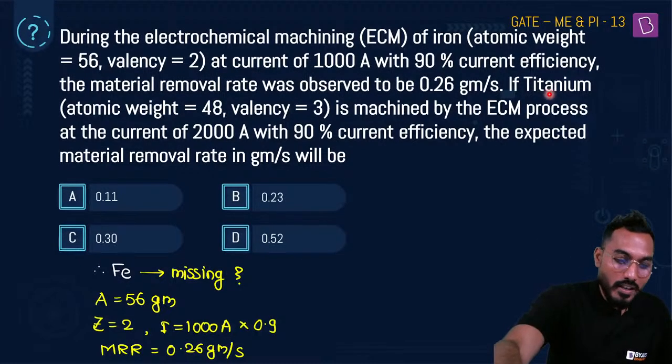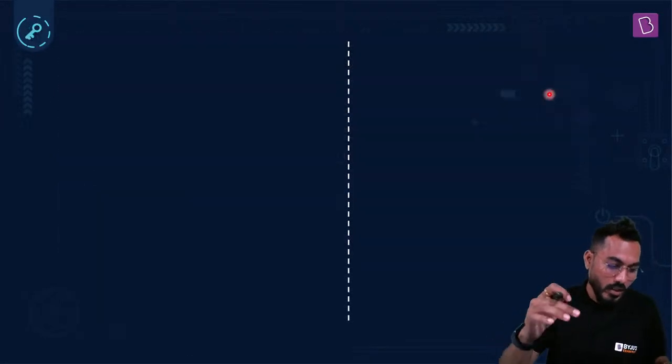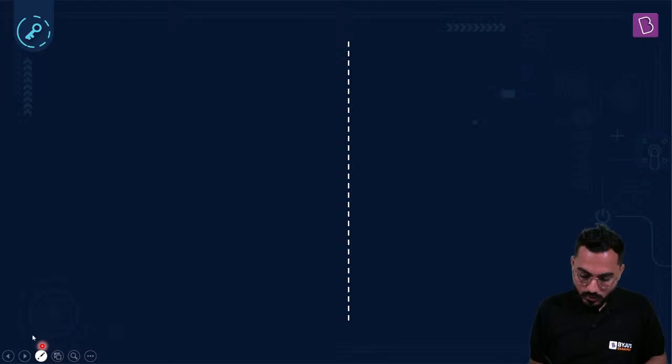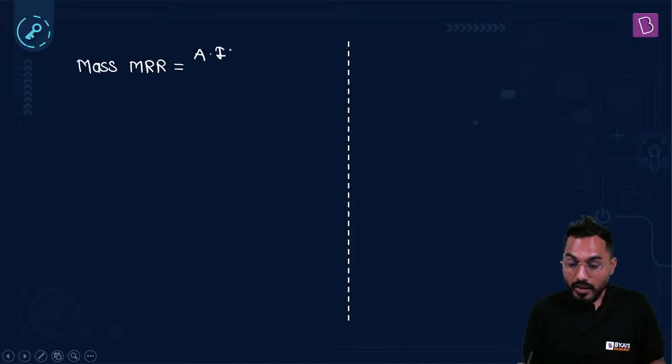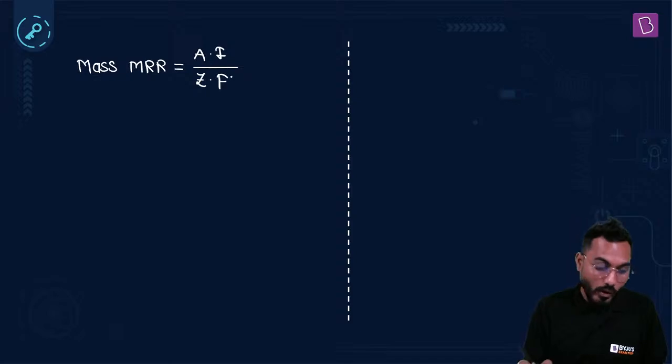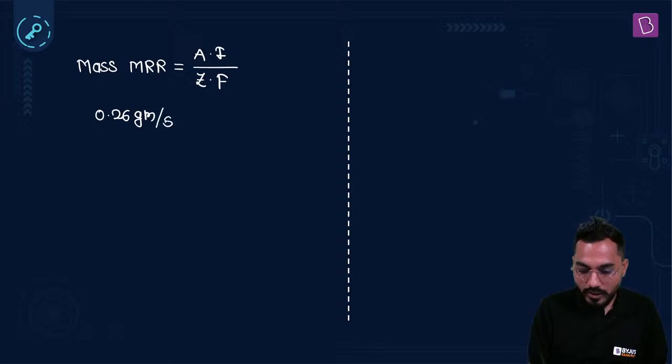Is it true? Yes. Here I'll just use this to calculate. So I'll say that the material removal rate, precisely the mass material removal rate. Density is not given, that means mass material removal rate. It is A into I divided by Z into F. Z into what? F. Is it true? Yes. What is material removal rate? Gram material removal rate, that is 0.26 gram per second. Gram per what? Second. Exactly.